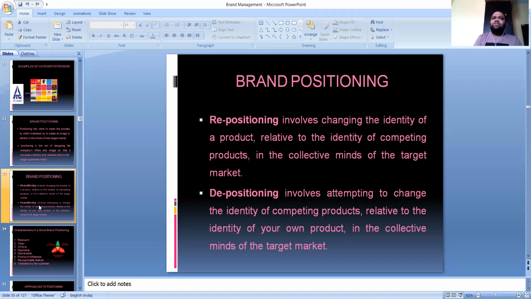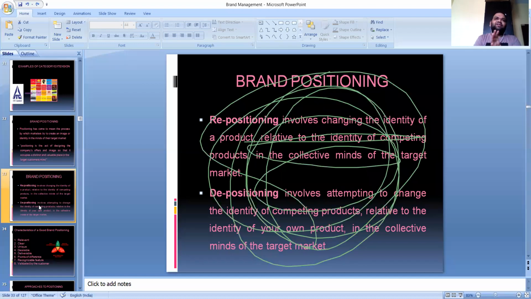If you observe, this always happens between Colgate and Pepsodent. There are some advertisements between Colgate and Pepsodent. Some years back, they attacked each other directly also. But still, they mostly attack indirectly. What they are doing here is depositioning what customers think about the competitors. So we are going to change those things. That is what we call repositioning and depositioning.